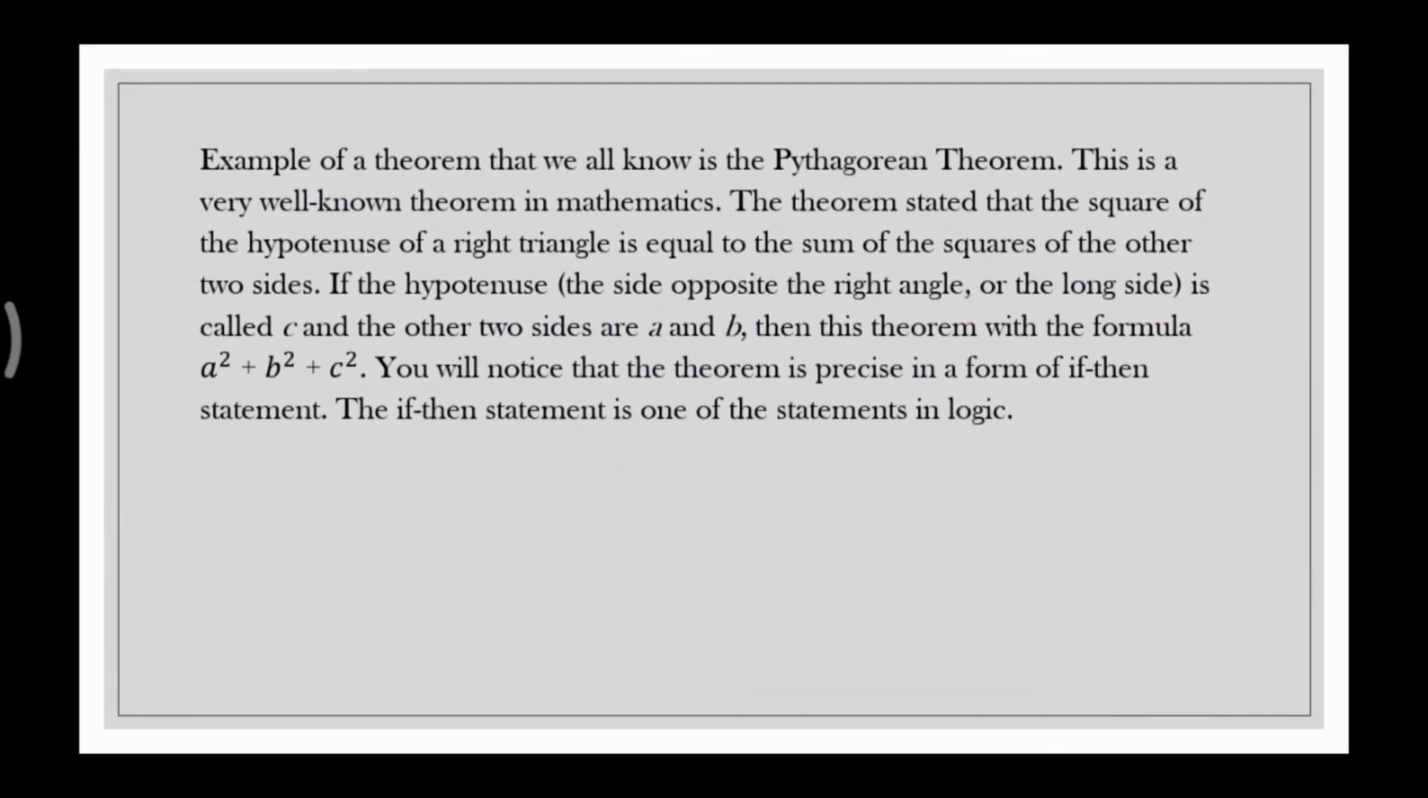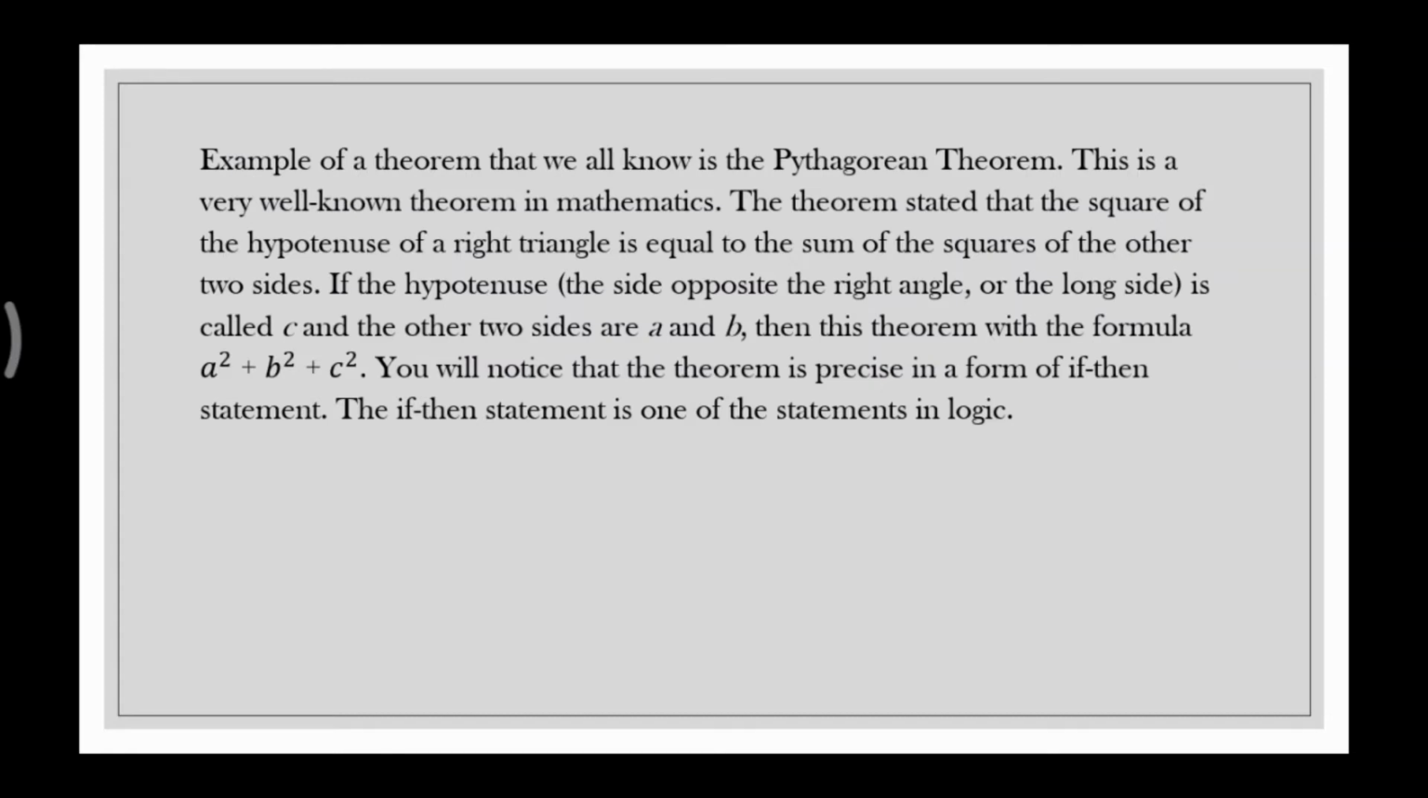An example of a theorem that we all know is the Pythagorean theorem. This is a very well-known theorem in mathematics. The theorem states that the square of the hypotenuse of a right triangle is equal to the sum of the squares of the other two sides.